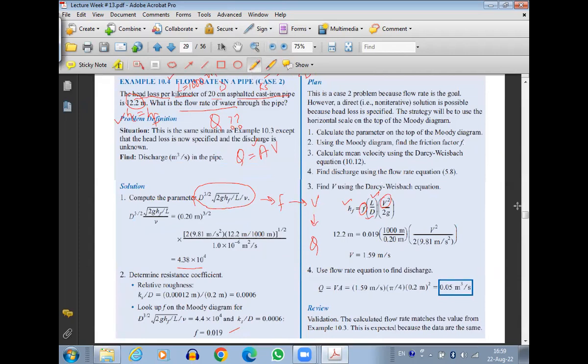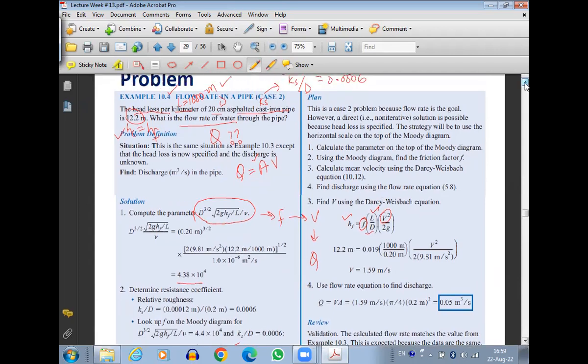Once we have this F value as 0.019, then we can substitute the value of F here, and we can find out what is the velocity. Once the velocity is determined, if we substitute it into the formula for volume flow rate, we can find out how much is the volume flow rate. So this is the second problem, which is actually showing you how you can use the Moody chart.